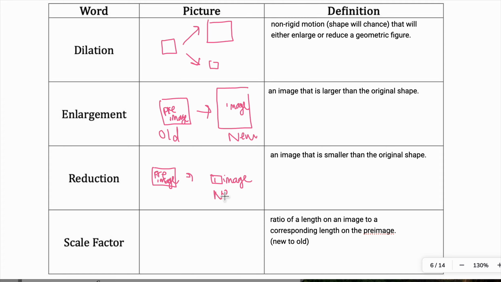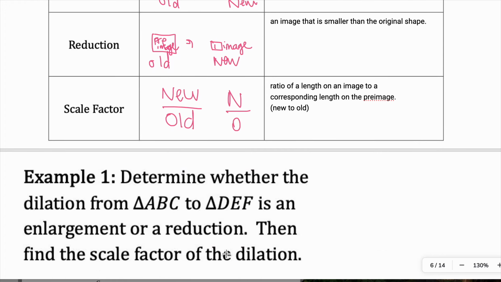So remember, this is our new versus our old, and your scale factor can be found by taking the ratio of the length of your image over your old pre-image. So new versus old, I like to just say "no," and then that should help you put that ratio there. So we're going to practice that on the next part.